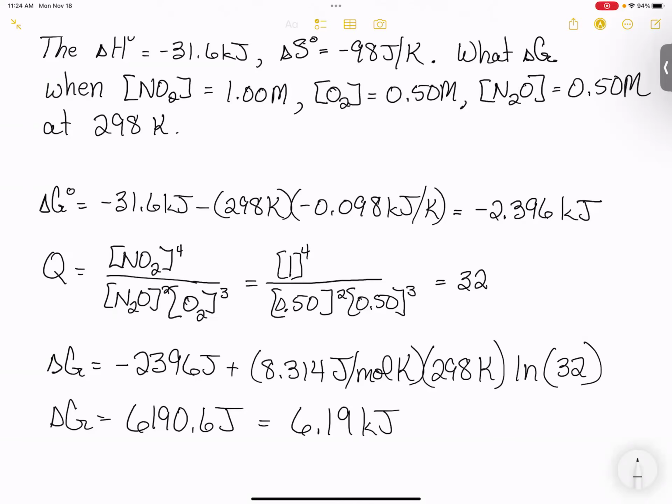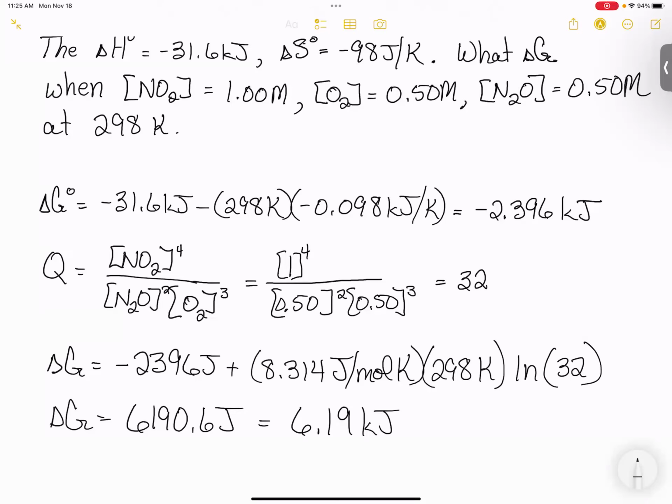So we start by calculating Q. Q will be equal to NO2 to the 4th divided by N2O squared times O2 cubed, or 1 to the 4th divided by 0.5 squared times 0.5 cubed, which gives you a value of 32 for Q. You then plug that into your Gibbs free energy equation for non-standard conditions, and again, making sure all your units match. So it's a negative 2,396 joules plus 8.314 joules per mole Kelvin times 298 Kelvin times the natural log of 32.